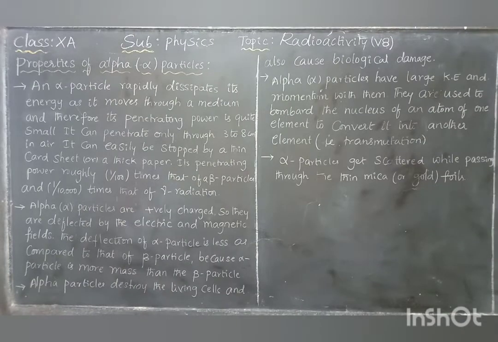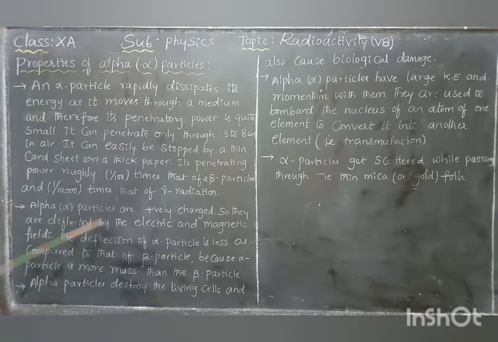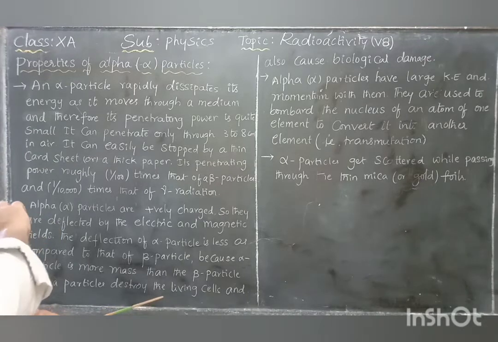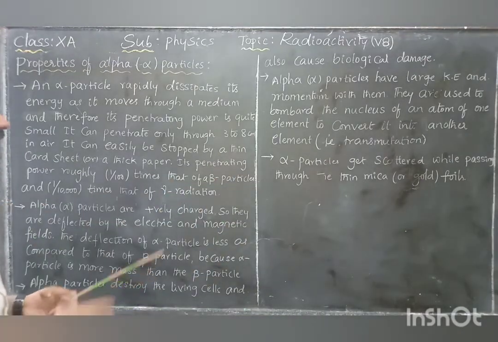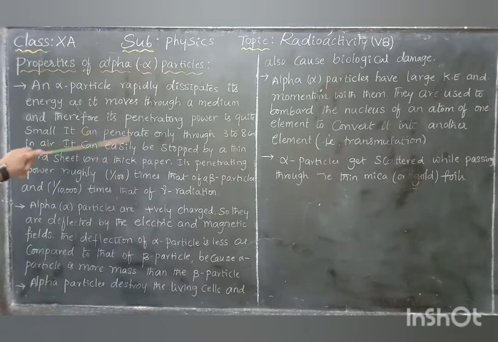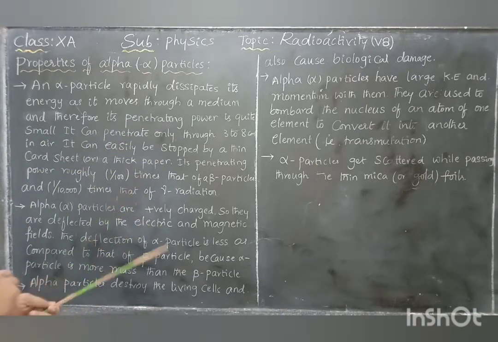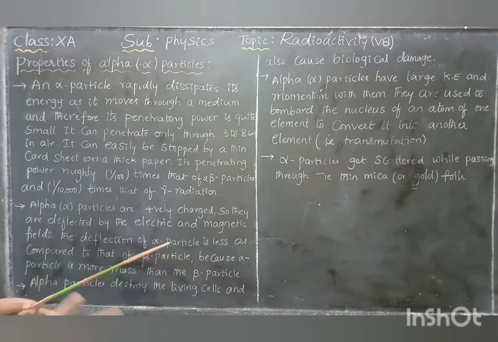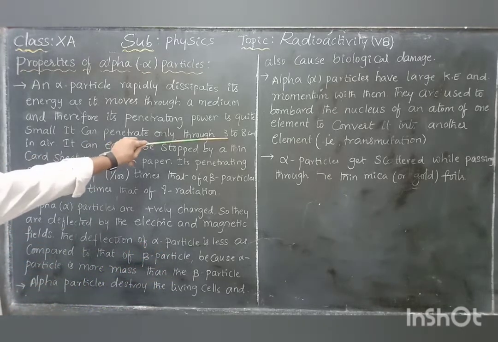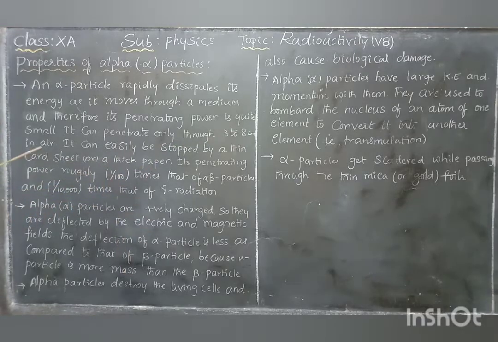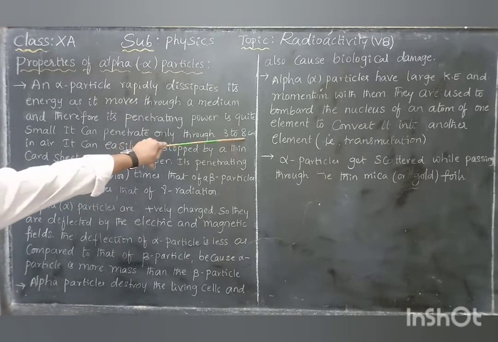The next property of an alpha particle is that it rapidly dissipates its energy as it moves through a medium. If any alpha particle moves in a medium, it dissipates energy, it releases some energy, and therefore its penetrating power is quite small. Due to losses of energy, the penetrating power is less compared to other particles, meaning beta as well as gamma radiation. It can penetrate only 3 to 8 centimeters in air. In air, it will travel only 3 to 8 centimeters.